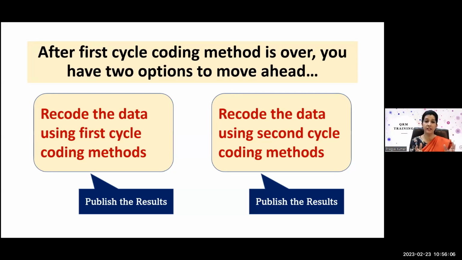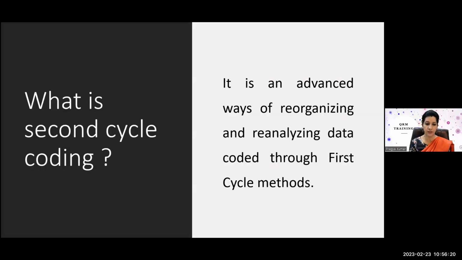But in the second cycle coding, you try to link those unrelated themes together. So that needs a lot of thinking process. Again, in the second cycle coding, you recode the data using the second cycle coding method. Now coming to what is the second cycle coding method? This is an advanced way of reorganizing and reanalyzing data coded through the first cycle coding methods.